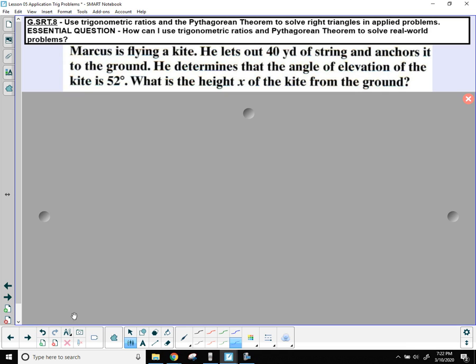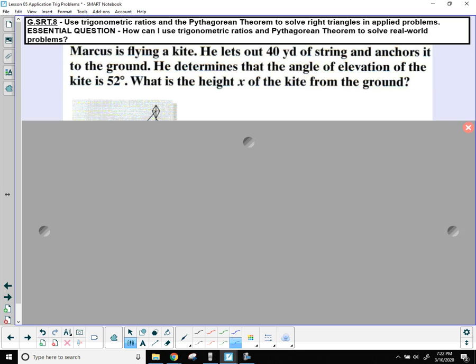So let's look at an example. Marcus is flying a kite. Yes, kites fly in the air. So Marcus is flying a kite. He lets out 40 yards of string and anchors it to the ground. He determines that the angle of elevation of the kite is 52 degrees. What is the height x of the kite from the ground?